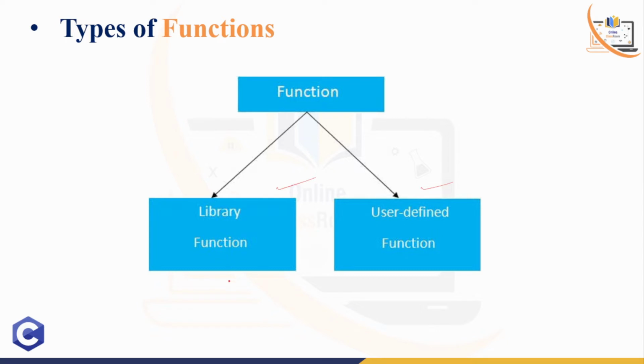Library function, in C programming, means something like printf. Printf is an example of a library function, and why do we understand printf as a function? After printf, we have to write an open and close bracket. Between these we may write anything, like scanf, which also has an open and close bracket. The main function is also a predefined function, so we can say it is a library function.